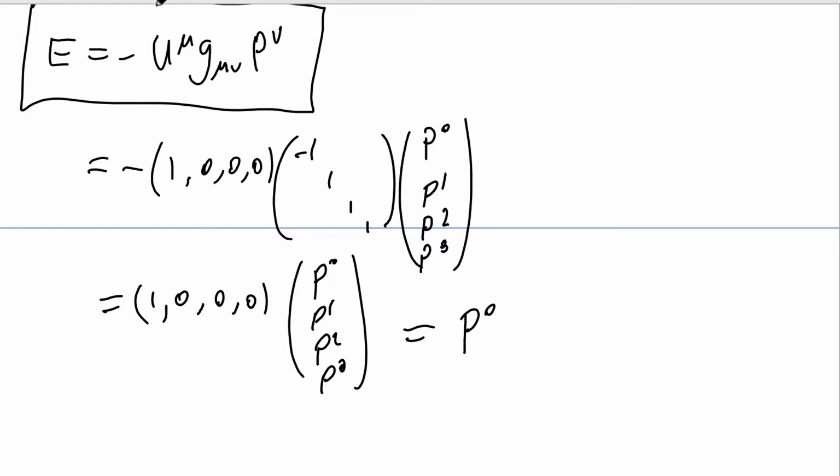The advantage of writing the energy this way is that this is valid in any coordinate system, not just Minkowski coordinates. And by the principle of equivalence, this is the correct expression for the energy of a particle, even in the curved space-time of general relativity.